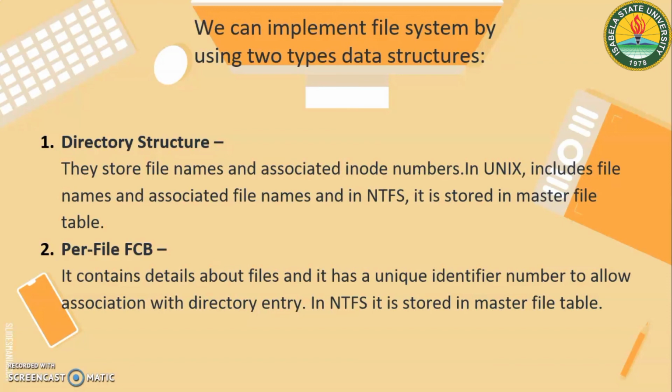The second one is the per-file FCB. It contains details about files and it has a unique identifier number to allow association with a directory entry. In NTFS, it is stored in the master file table.